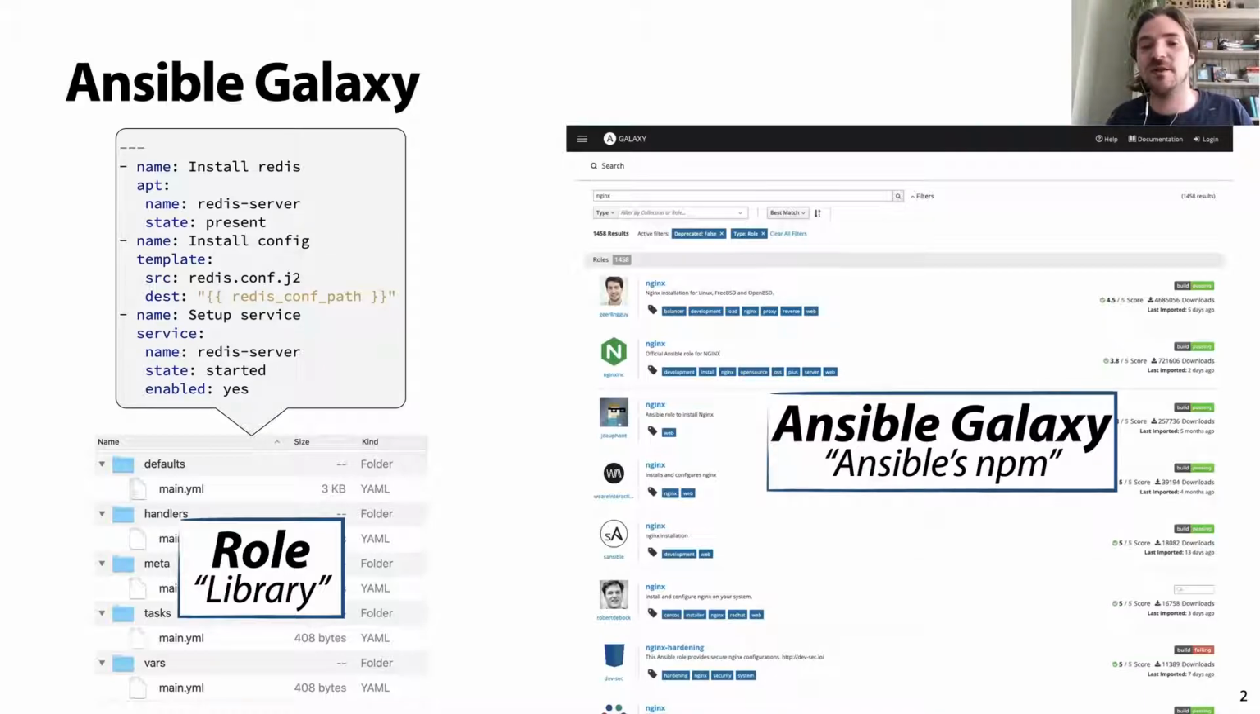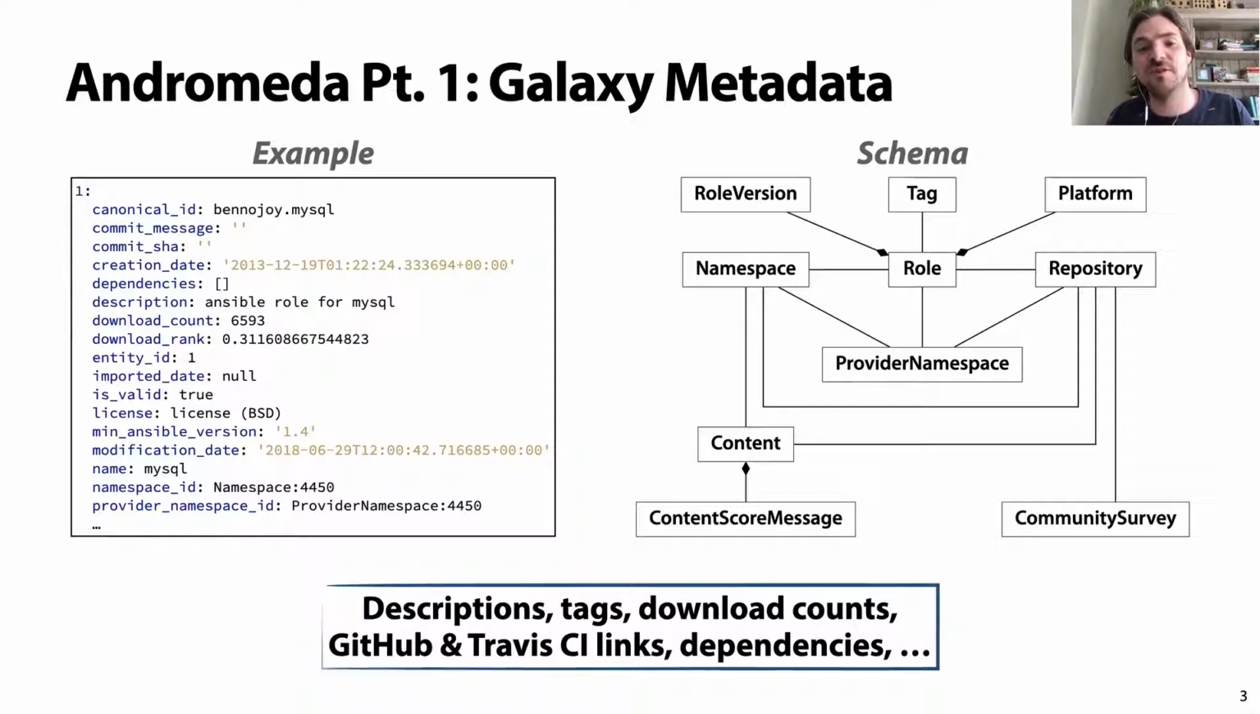So we created Andromeda, the dataset of Ansible Galaxy and its roles, to entice other researchers to do research on it as well. So if you're an ecosystem researcher, you might be interested in our Galaxy metadata. All of that has been put inside of a nice schema where you can find things like descriptions, tags, role versions, supported platforms, dependencies, links to Travis CI and GitHub, etc.